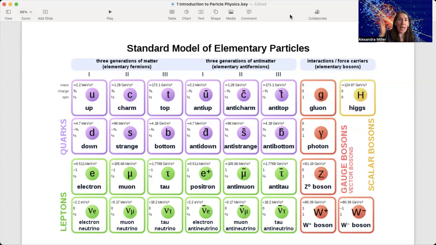So this is the primary difference when we look at particles and their anti-particle partners: they have the same mass, the same spin, the same magnitude of charge, but it's going to be the opposite sign. So if we look at the down and the anti-down, the down has a charge of negative 1/3, and the anti-down is positive 1/3. The electron has -1 charge, the positron has +1 charge. And so this is how we distinguish between particles and antiparticles.